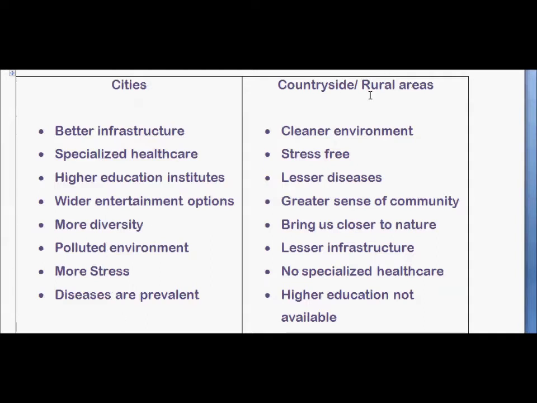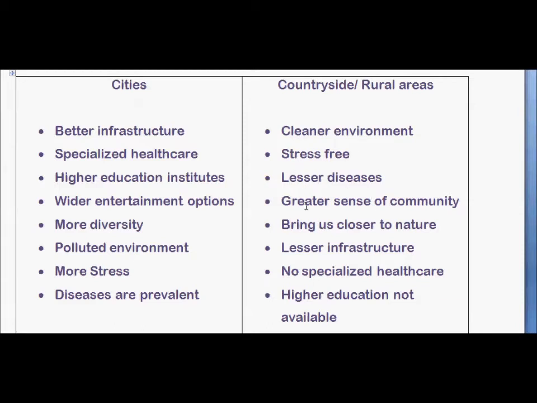Now coming to the countryside. Here we have the positive points or the advantages for the countryside and some negative points or disadvantages. So let's look at them. Cleaner environment. Obviously, a rural area is going to be much more cleaner as compared to a city, and stress-free. Rural area life is much more laid back. People are not running towards their jobs. There are no deadlines like 10 o'clock you have to reach somewhere. It's more laid back. So it's relatively stress-free. So because of a cleaner environment and stress-free environment, you have lesser diseases, obviously.